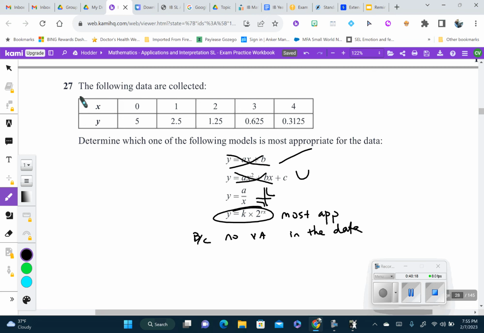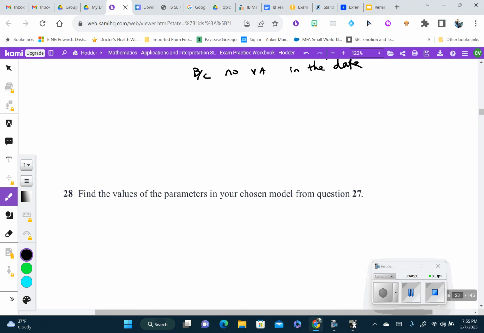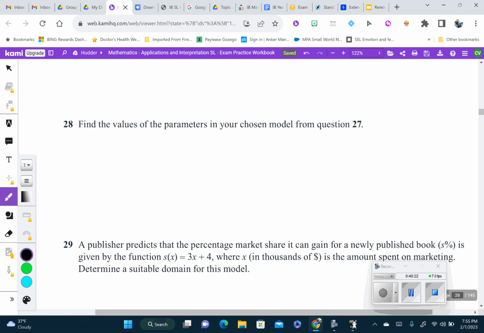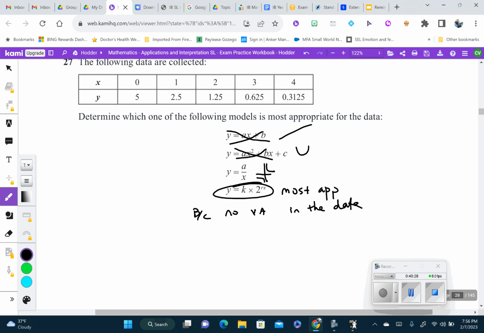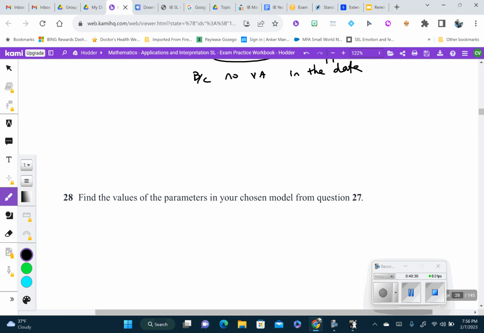Okay, so that's how you know it's not the other ones. Determine the values of the parameters. To do that, I'm going to use my first two points, so (0, 5) and (1, 2.5). Here's our x, here's our y, here's our x, here's our y. So I'm going to plug that into our equation.